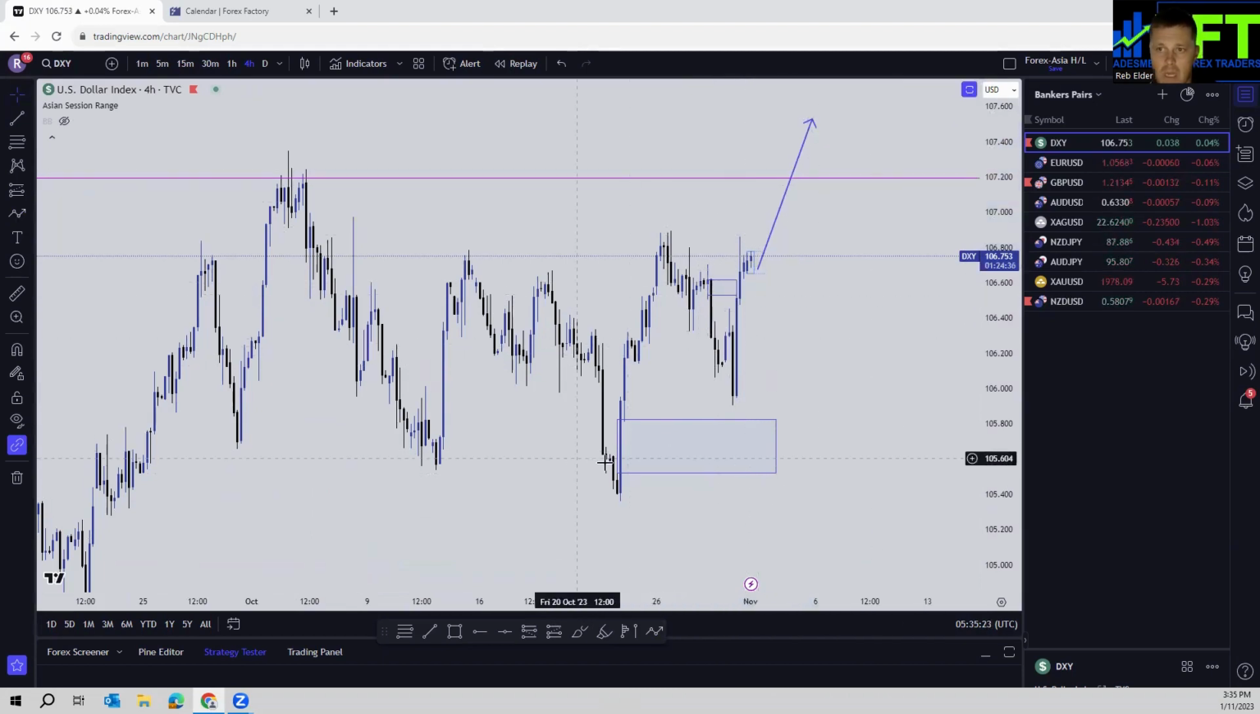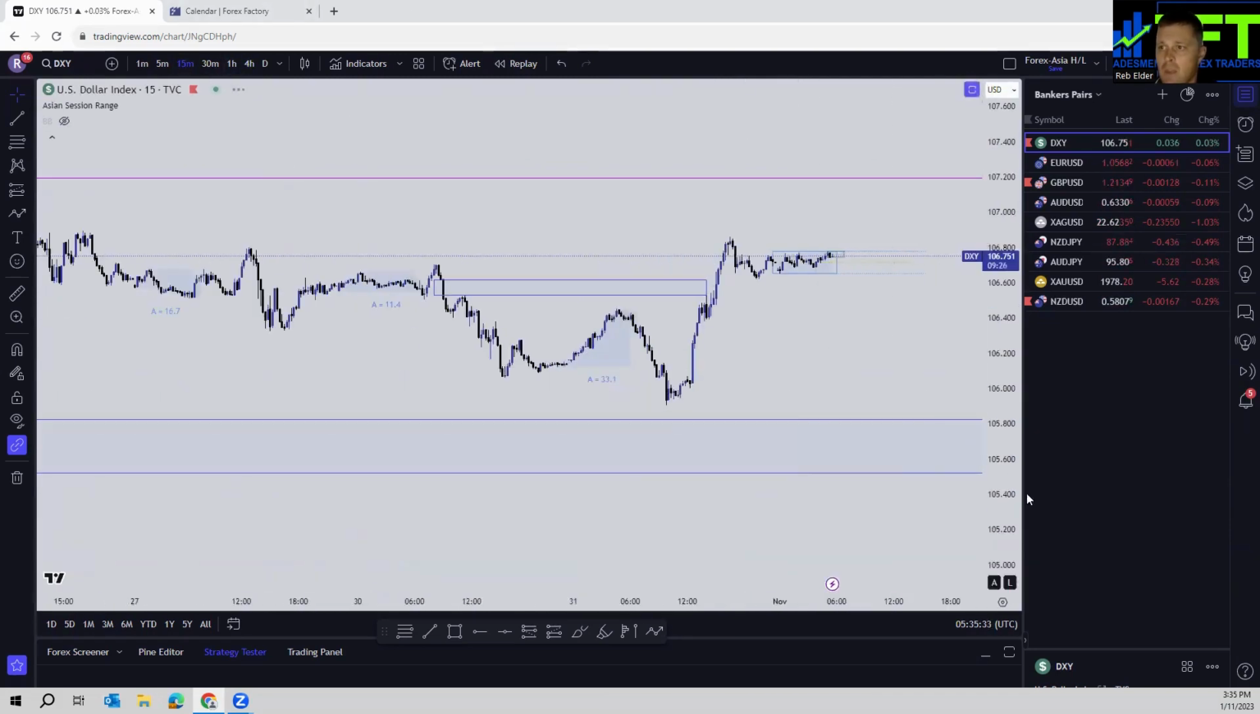We were anticipating maybe a push down into this imbalance area here, but as we see, we didn't quite get there yesterday, and it seems to have pushed. So basically overall today, maybe just looking for a continuation long here.